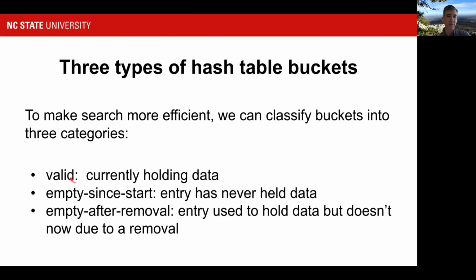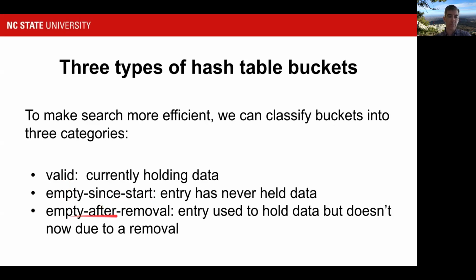So we're going to classify all the entries in our hash table array into 3 categories. The first one is that it's valid. It's currently holding valid data. The second category is that it's always been empty. It's been empty since the start. The entry has never held data. If we're doing a search and we find an entry that's never held data, then that means linear probing has never needed to go past that point to do an insertion. And so we can immediately stop the linear probing search.